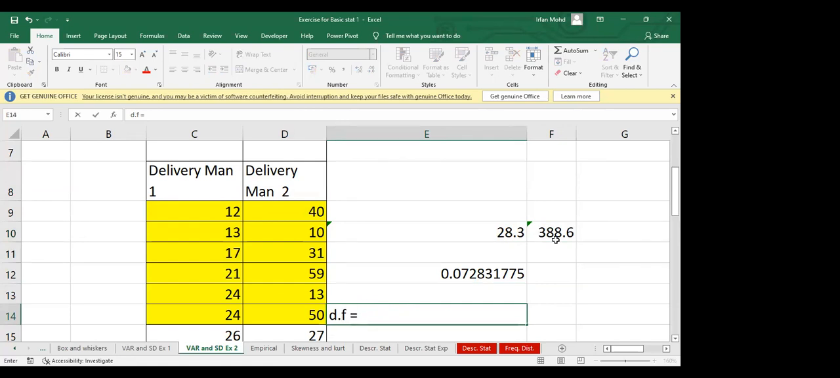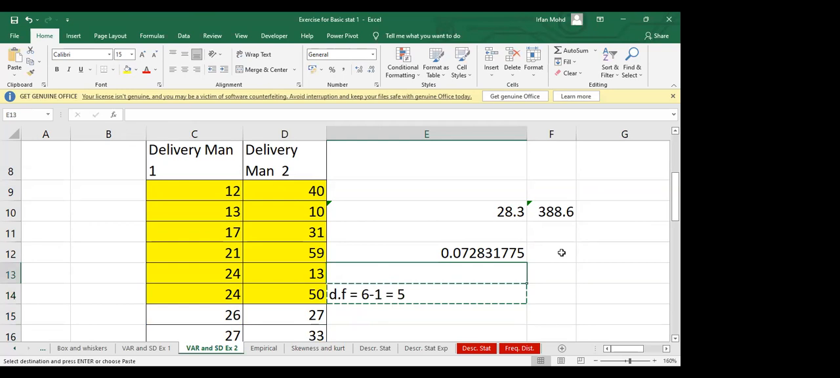वो मैंने half it लिया है ना इसलिए, because the calculation remains the same. We're doing software. Right, degrees of freedom for delivery 1. How many rows we have? 6. So 6 minus 1 will equal 5. Same for delivery 1.